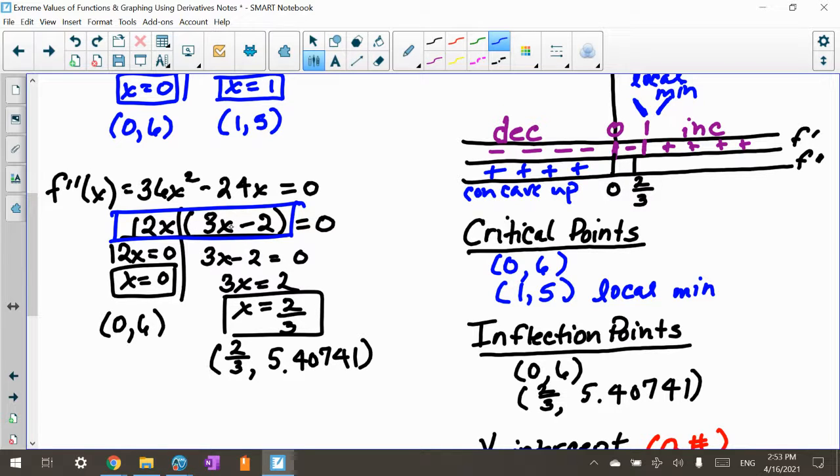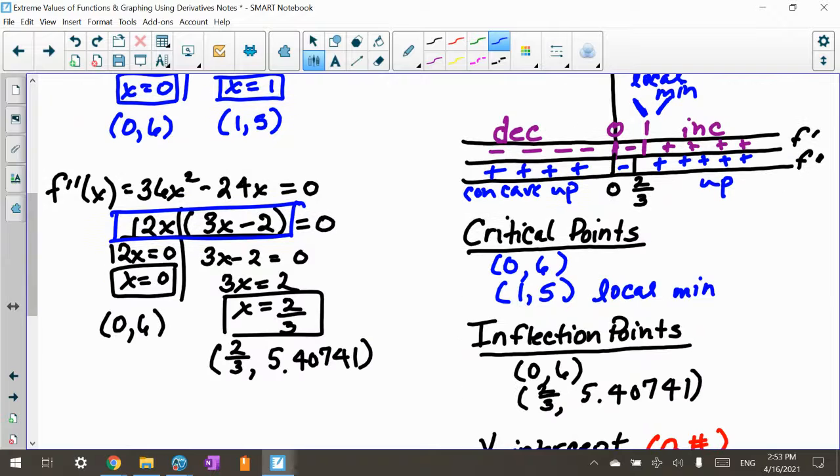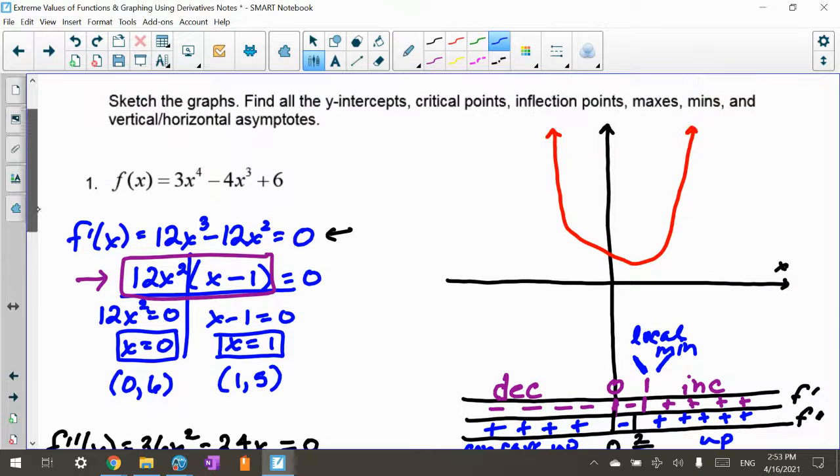Then I tried 1/3 in between here. When I put 1/3 in here, this is negative times positive. So it's negative here. So it's concave down there. And then I did something greater than 2/3. So let's pick 3. It doesn't matter. So this is positive times a positive. So this is positive. So again, this is concave up. So if you look at your graph, my graph's not perfect, but it's concave up here. Looks like maybe in here, it's concave down.